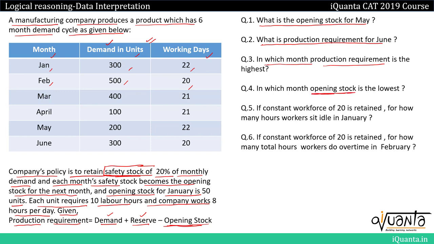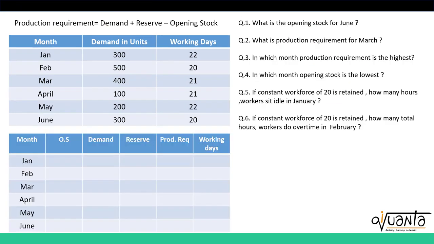So let us try to make a table in which we can put the opening stock, the production requirement, the demand in units for every month. So when we design such a table, we get a table like this one, which has all the months included, opening stock for each month, demands in units for each month, then the reserve or the safety stock, then production requirement and working days for each month.